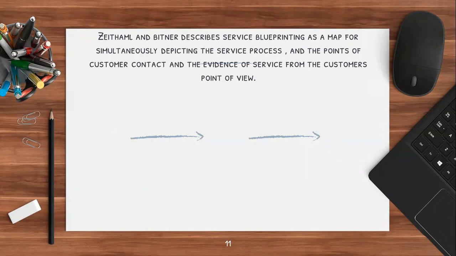So, service blueprinting is a map for simultaneously depicting the service process and the point of customer contact and the evidence of service from the customer's point of view. So, we're talking about three essential factors here. The first one is service process, customer contact, and evidence.